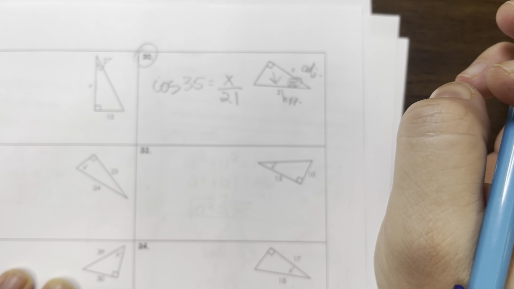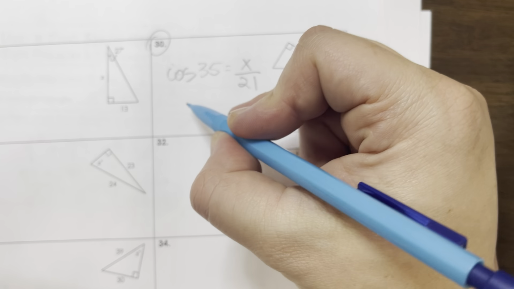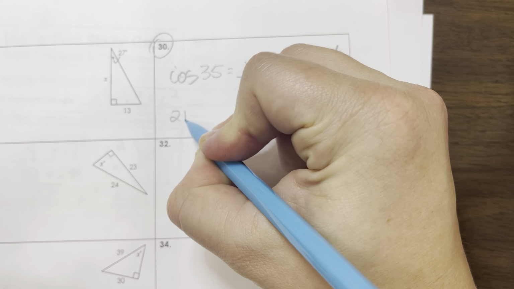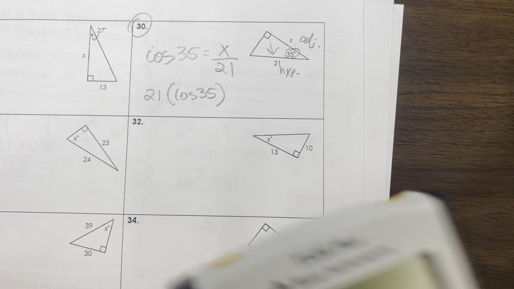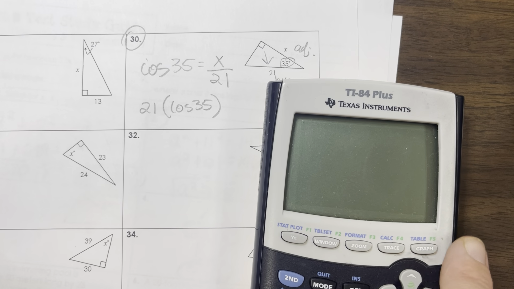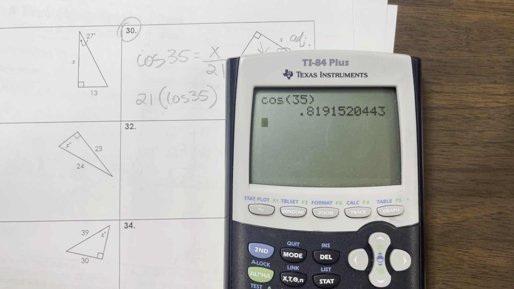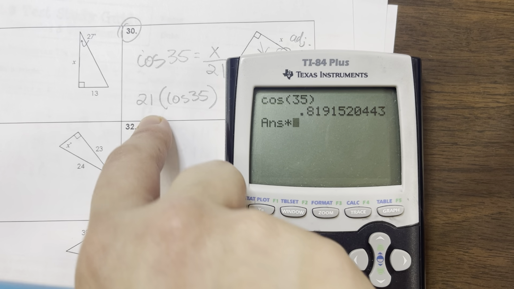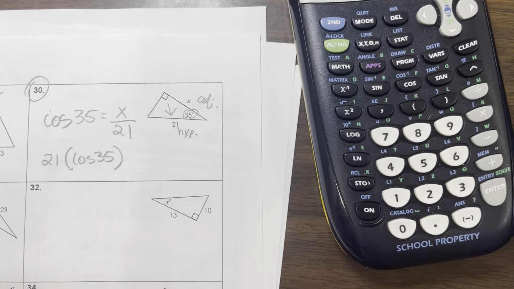So we're going to multiply both sides by 21. So what we're going to do is 21 times the cosine of 35 and see what we get. Cosine 35, close parentheses. Gives me a decimal. I'm going to multiply that by 21. And that gives me a rounded answer of 17.2.